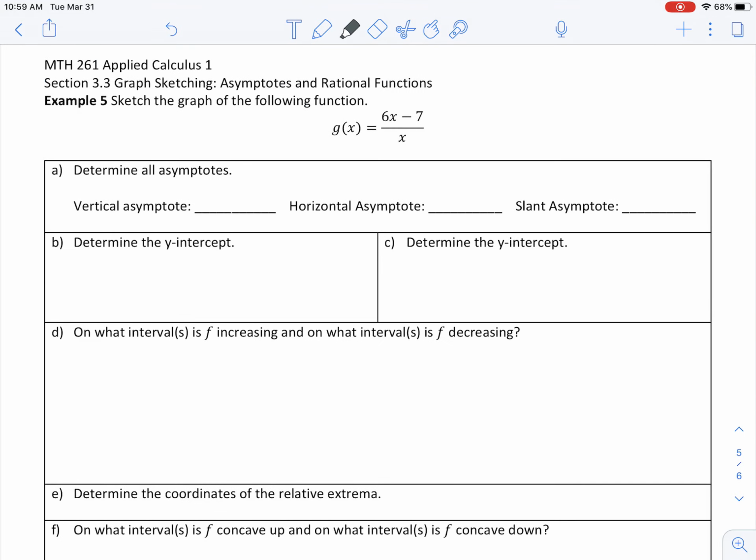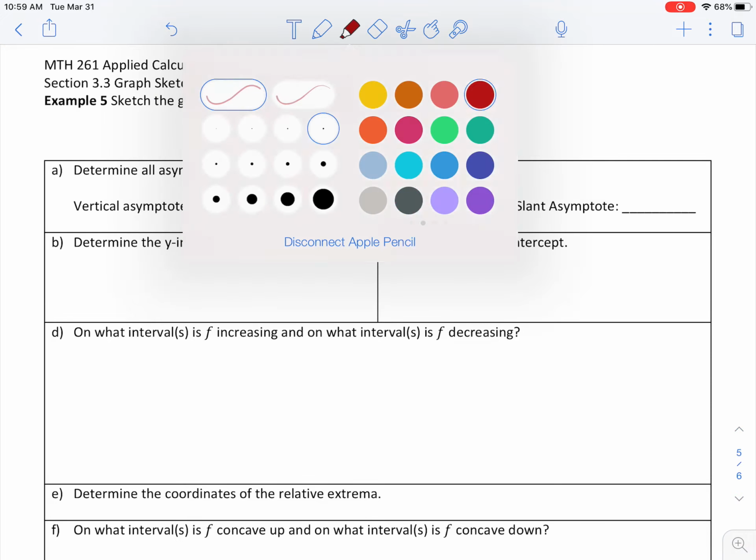All right, example 5, let's sketch the graph of this function g of x.